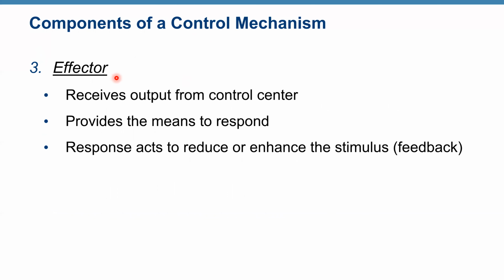And you need an effector. The effector receives output from the control center and provides the means to respond, and the response acts to reduce or enhance the stimulus. So effectors, you don't have that many effectors really in your body. The only effectors in your body are muscles and glands. So all types of muscles, skeletal muscles, smooth muscles, cardiac muscles, are effectors because they can do something about that stimulus. Muscles can contract. And the other effectors are your glands, both endocrine and exocrine glands, because they also can do something when the environment changes. They can secrete their product. So we have only muscles and glands that are your effectors.